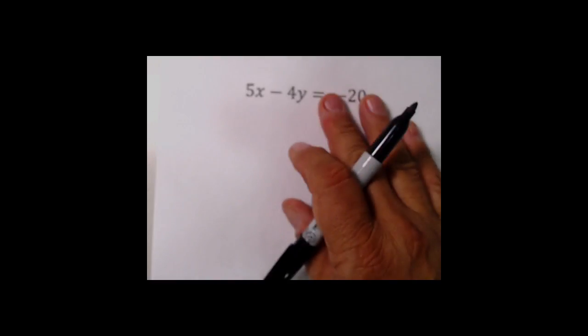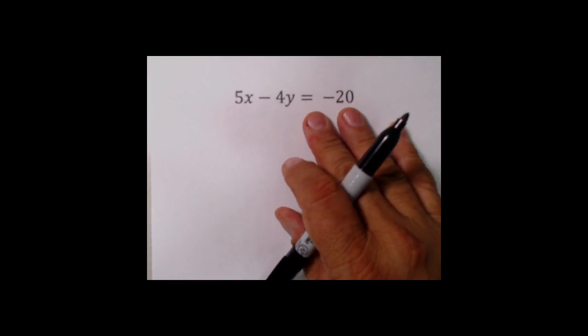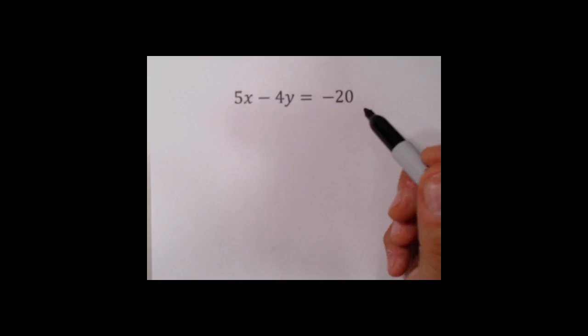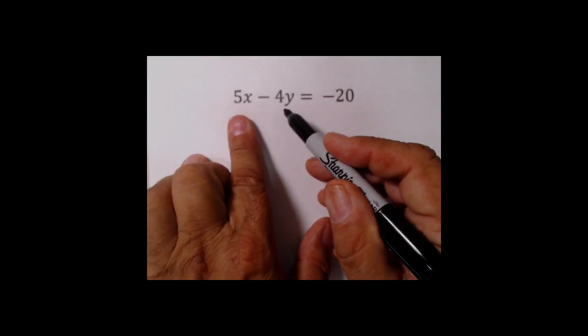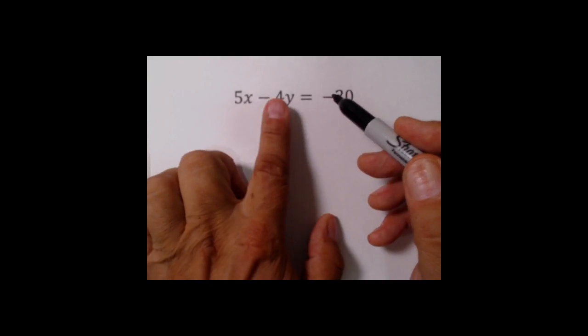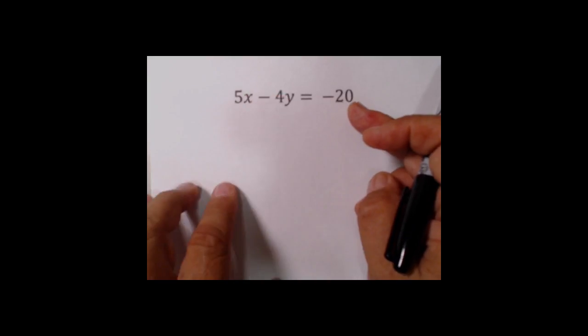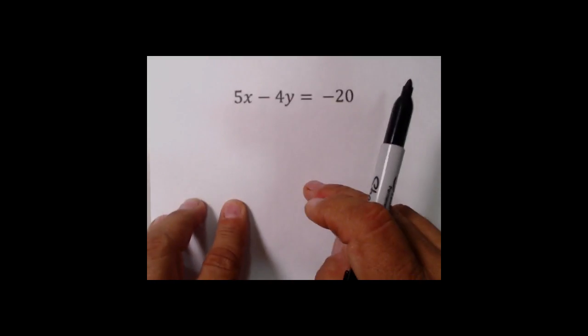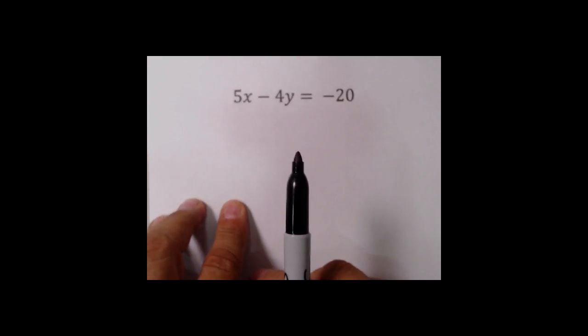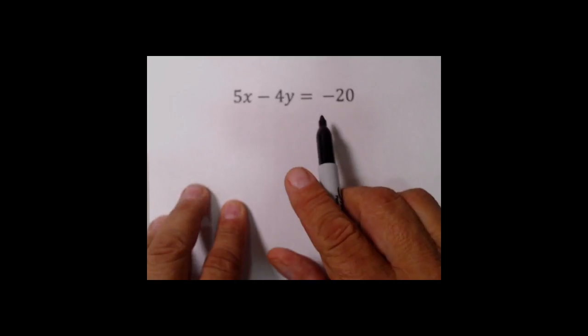Okay, one last example here, and notice this one. What you'd really love to be able to do here is to use intercepts on this, because it's in standard form. The x-intercept would be -4, and the y-intercept would be 5, and you could graph it really quick. But we also want to be able to get this with the slope intercept form.